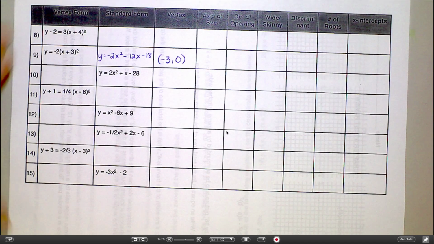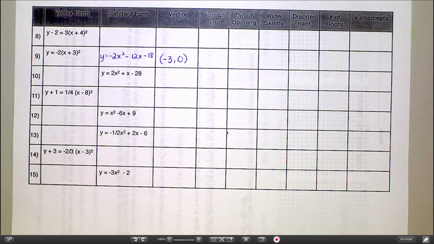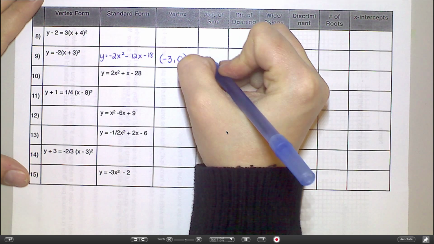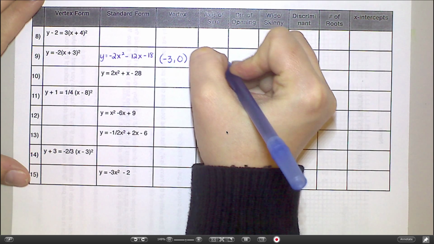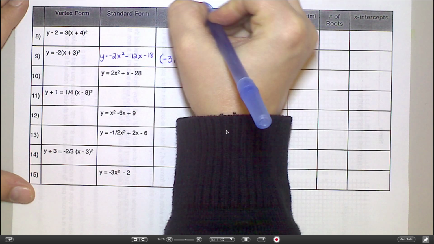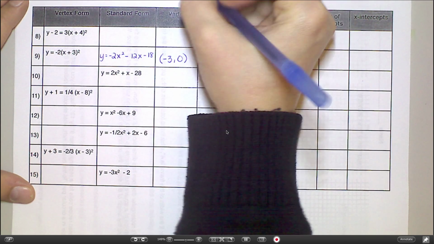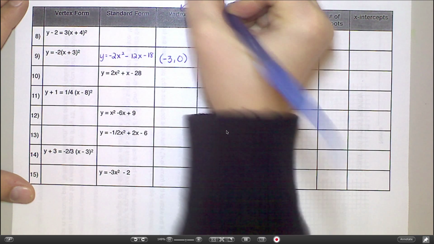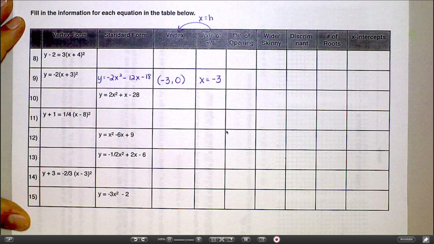Okay. Axis of symmetry, super easy. -3. Okay, and you have to say x equals -3. Okay, so for axis of symmetry, you're just looking back at the vertex, and it's x equals your h value, whatever your h was from your vertex.